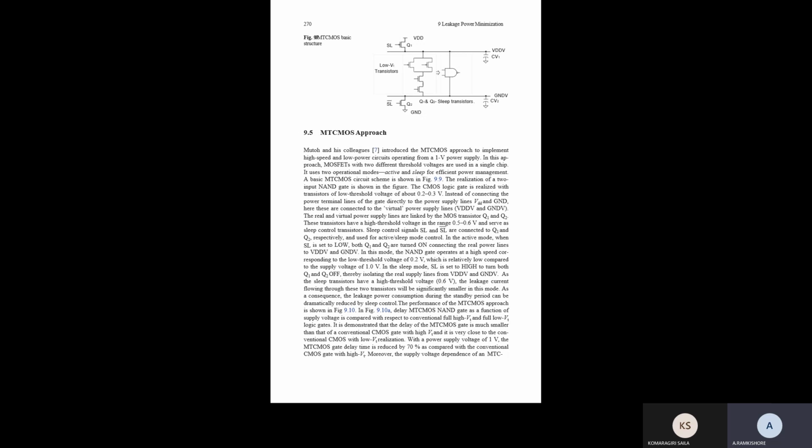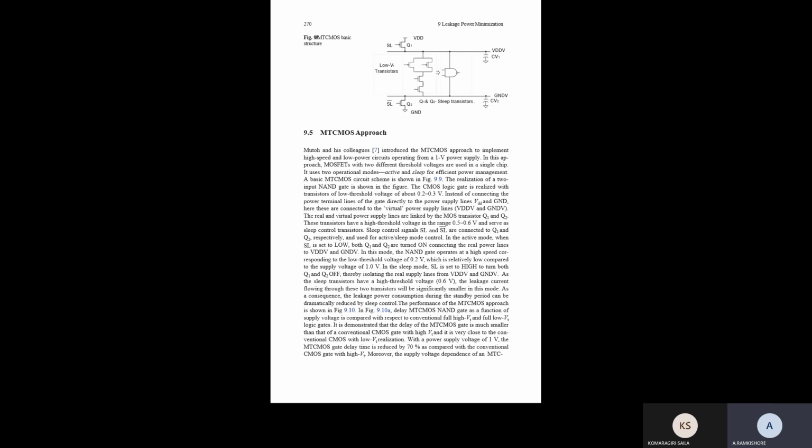The real and virtual power supplies are linked by MOS transistors. So these real power supply lines and the virtual power supply lines are linked with MOS transistors, that is Q1 and Q2. These two lines are connected with a different type of transistor, a sleep type of transistor. Those transistors are named Q1 and Q2.